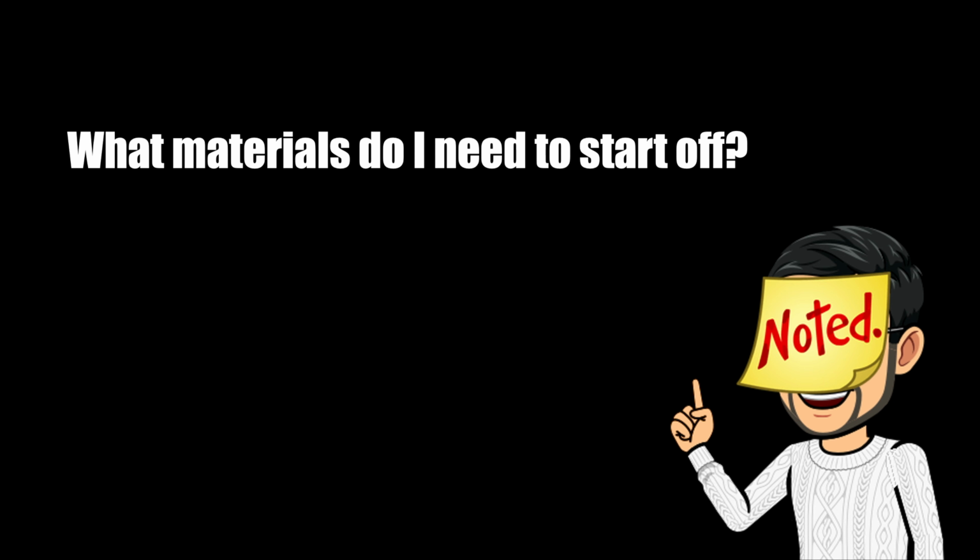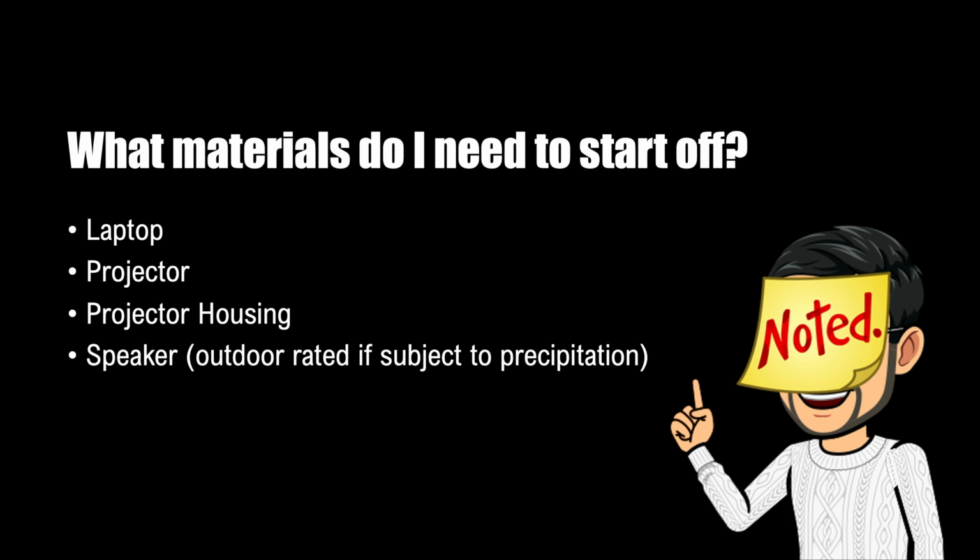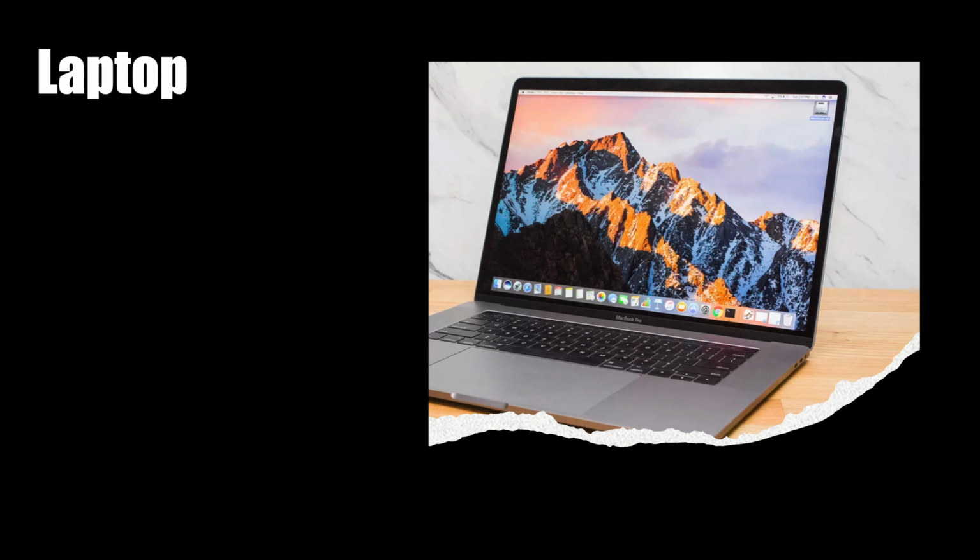So what materials do I need to start off? When we're looking at hardware, these are the material things that you need. You need a laptop, okay? You can use a computer too, either would work. You're going to need a projector housing, a speaker, outdoor rated if you're going to have any type of weather around it, a media player, and an HDMI cord. So let's start off with the laptop, and remember, you can do a laptop.